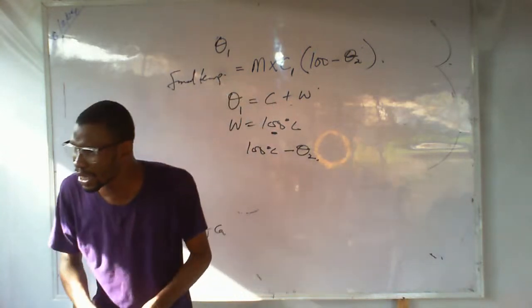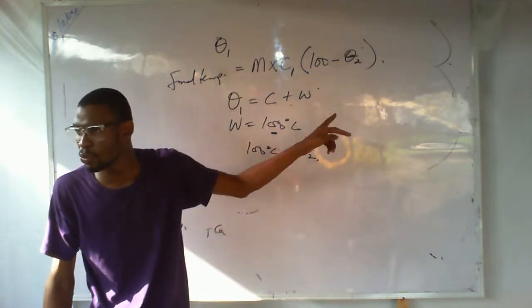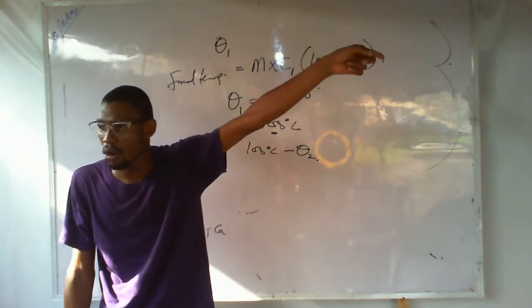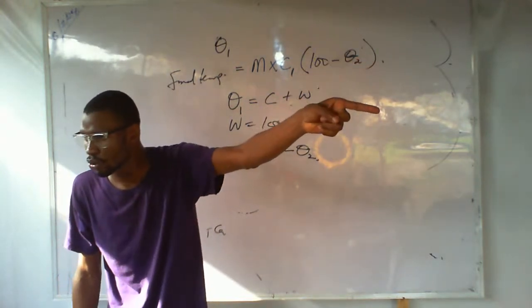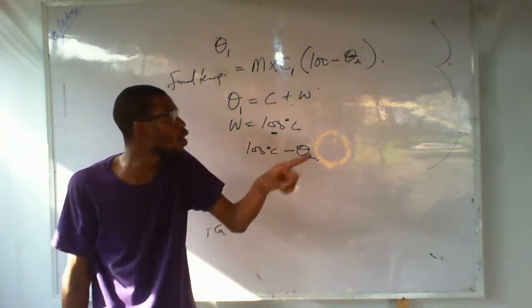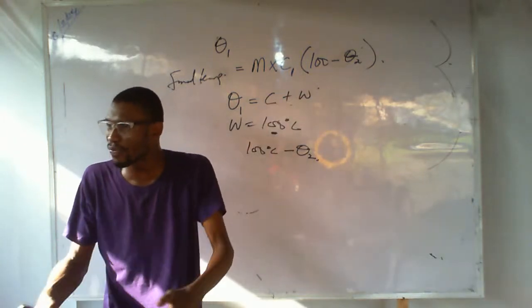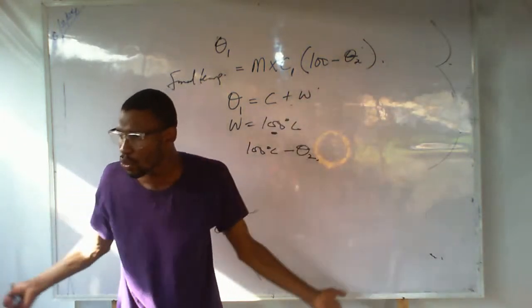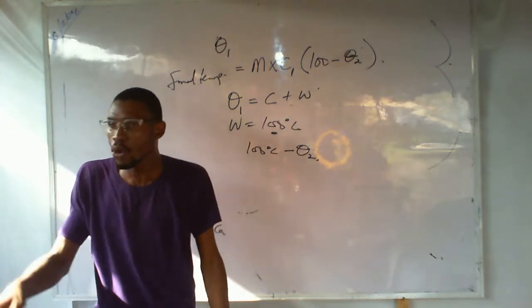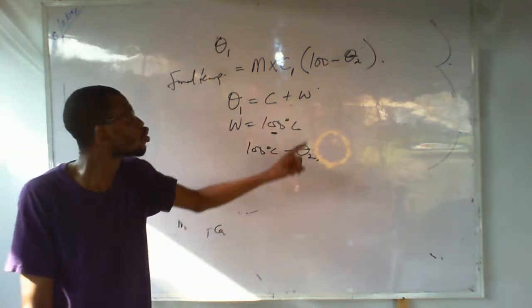That is what we are saying now. We just write theta 2. It's not necessary you put theta 2. What you are looking for is final temperature. They may say calculate final temperature, 100 minus theta 2. That's all. So which one are you now looking for there?